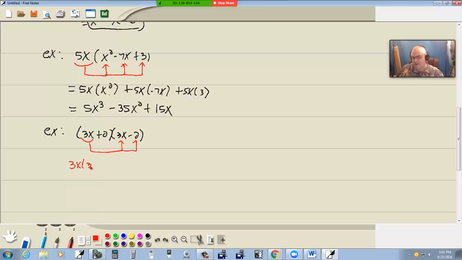So I got 3x times 3x, 3x times negative 2. And then I'll take my second term and multiply it times each term over here. So I got 2 times 3x and 2 times negative 2.